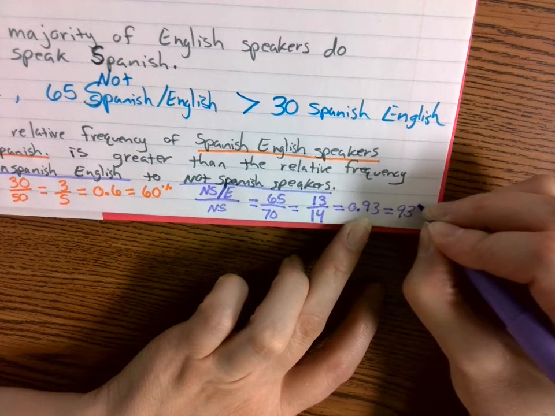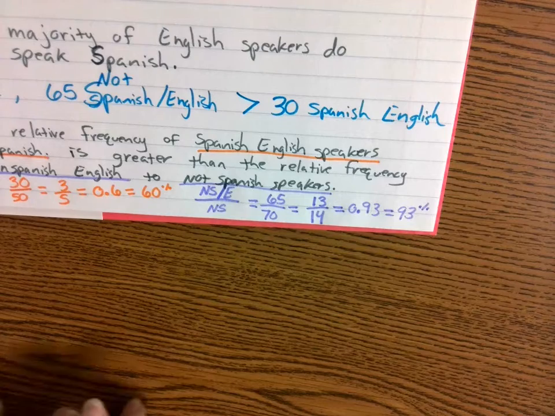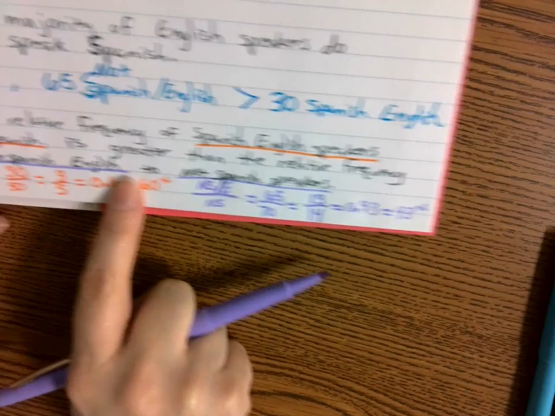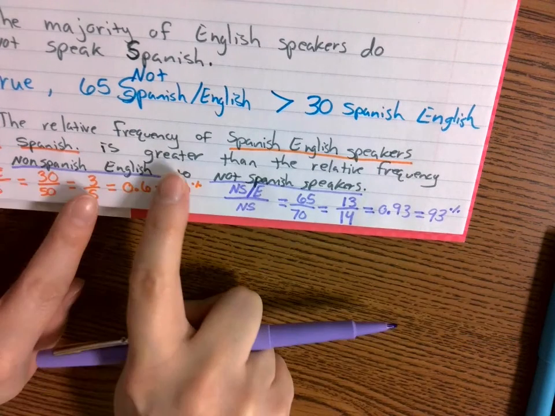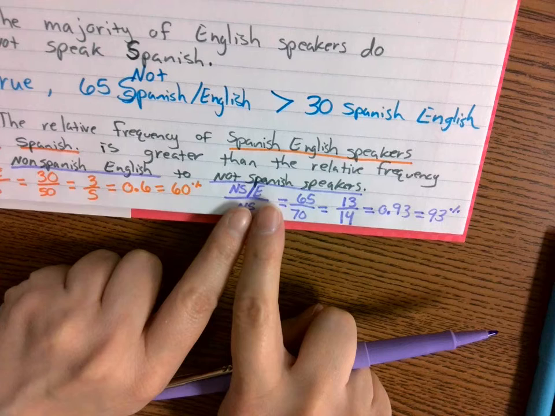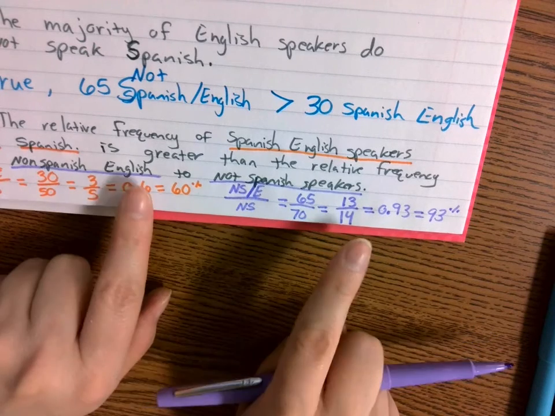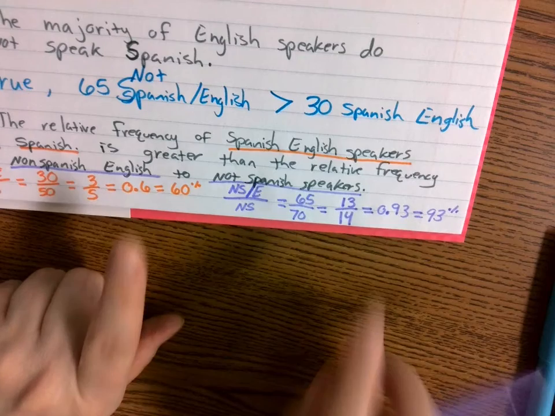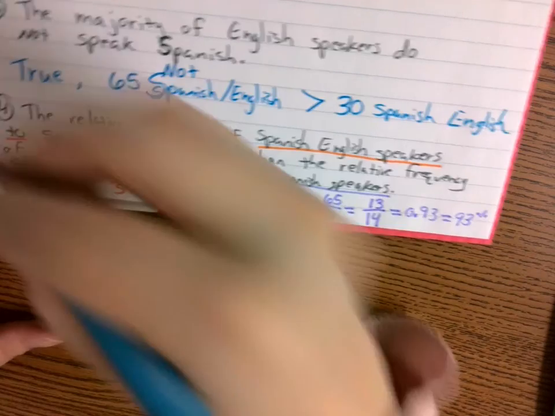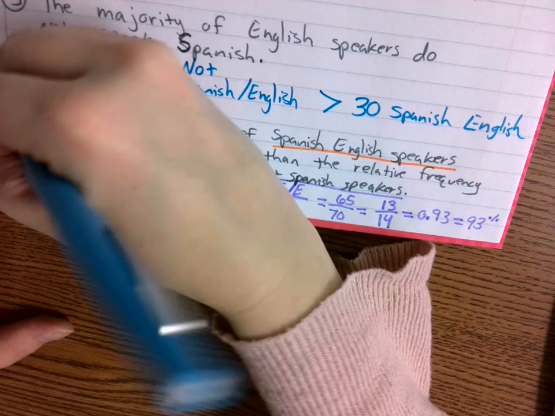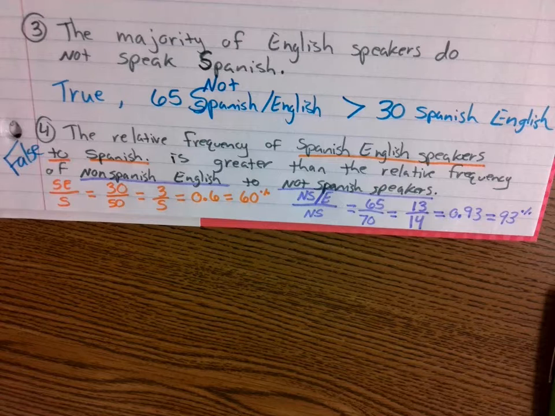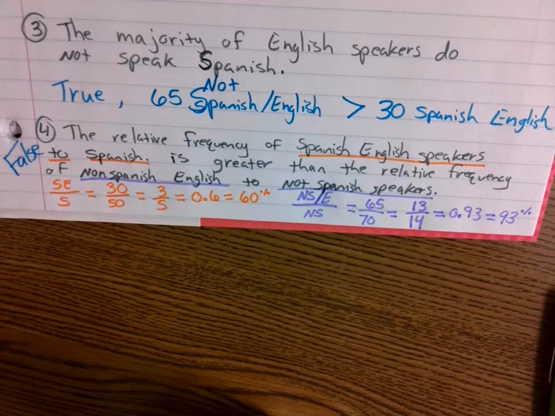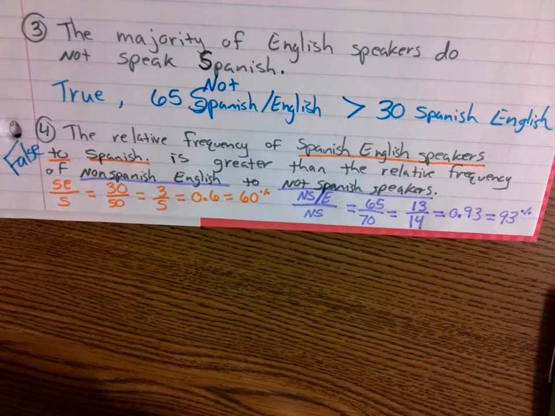Okay, so we want to know, is this relative frequency, this Spanish English compared to Spanish, greater than the non-Spanish English compared to non-Spanish? Is this greater than this? No. This is a false statement. So I'm going to write off to the side here, this is false. Okay? It is not greater. So that involves you actually doing some calculations. So again, relative frequency, it's the same thing as identifying the probability that this event is going to occur. Okay? Any questions so far?